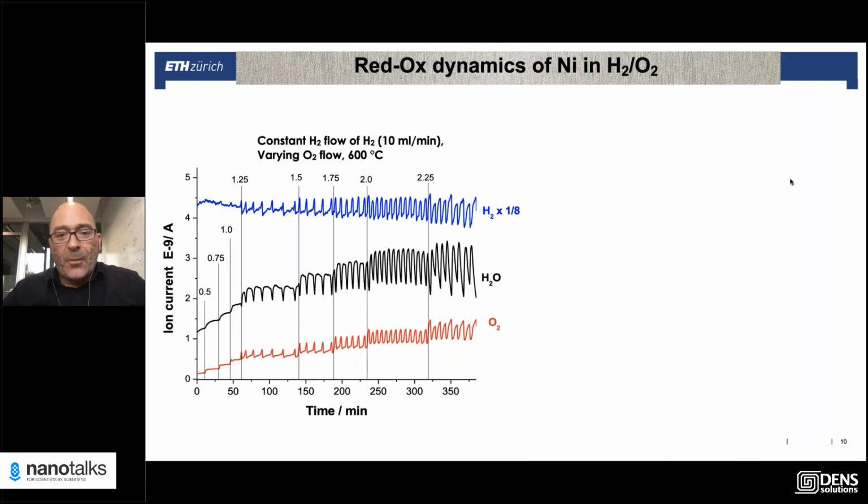So now, of course, we have the microscope, and that's the beauty about in situ electron microscopy. You are in control of all the parameters, and you see in real time the response of your system to stimuli.